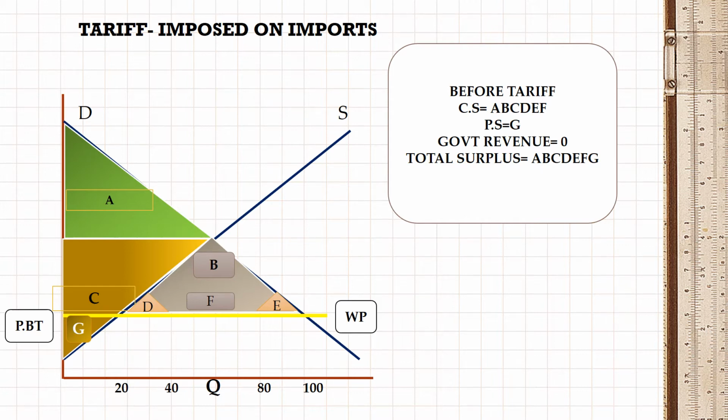But we begin with the initial point. We're not beginning with equilibrium point because our focus has changed from before trade and after trade to before tariff and after tariff, because it is a tariff case. And tariff is always imposed on a trade case, which is import in this scenario. So initially you're at PBT, where world price is equal to domestic price. PBT here stands for price before tariff.